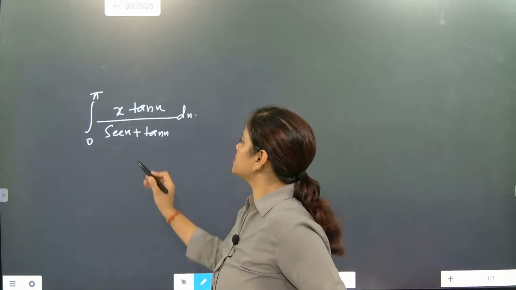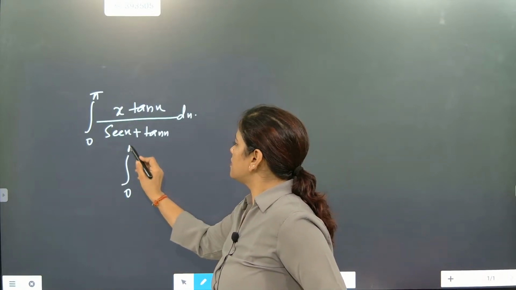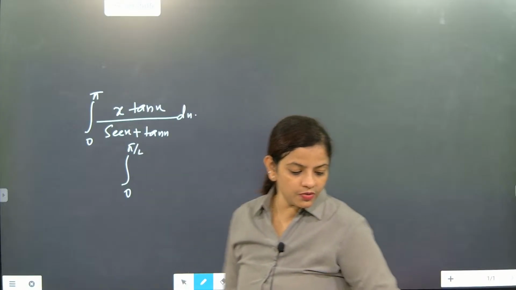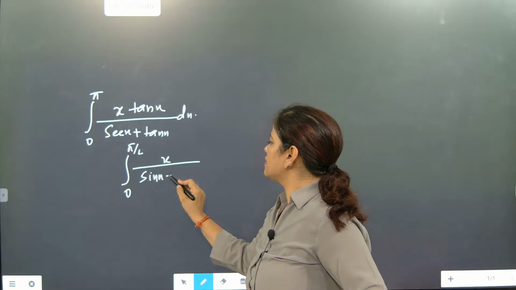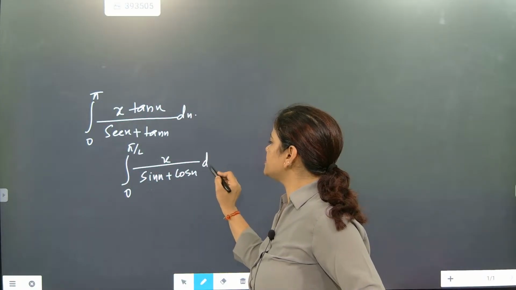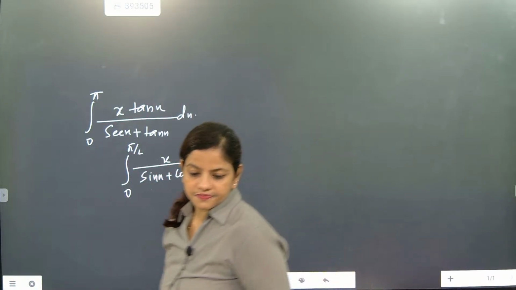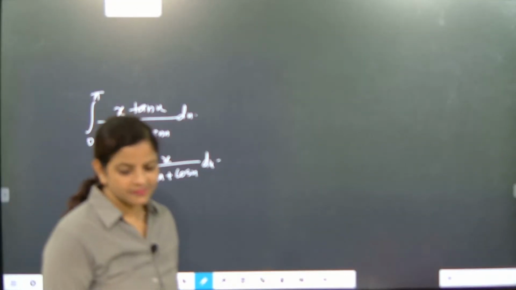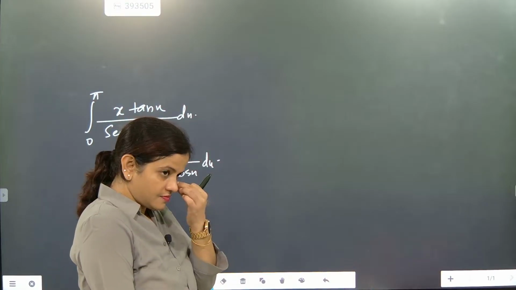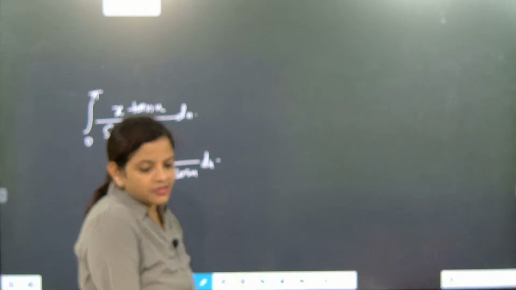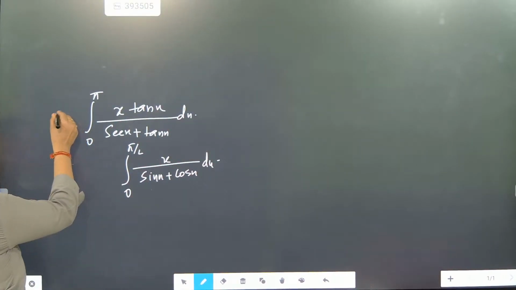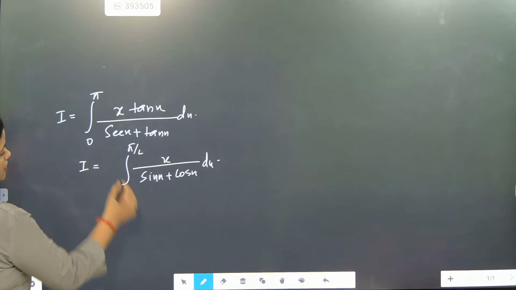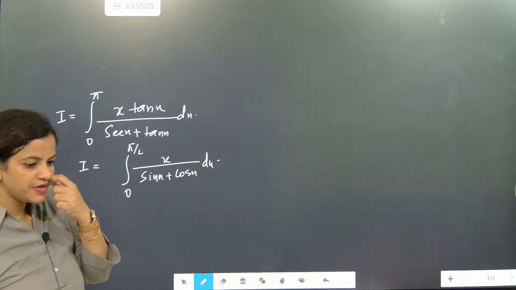Next question is integral from 0 to pi by 2 of x by sin x plus cos x dx. They are the 2 questions. I want all of you to solve this as homework and come. Tomorrow also I am going to explain, okay?